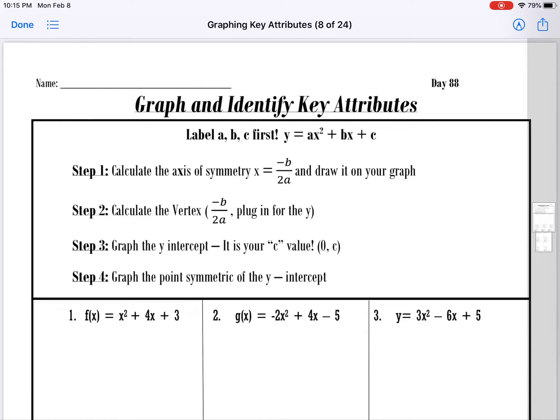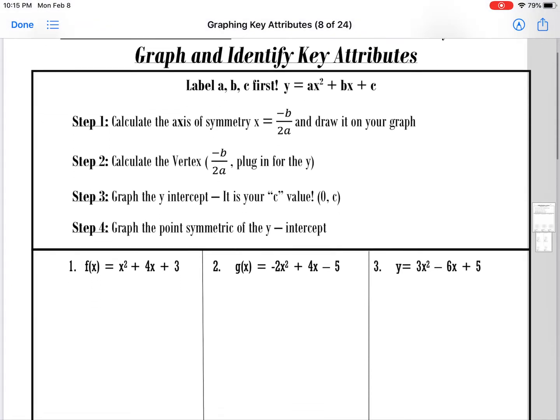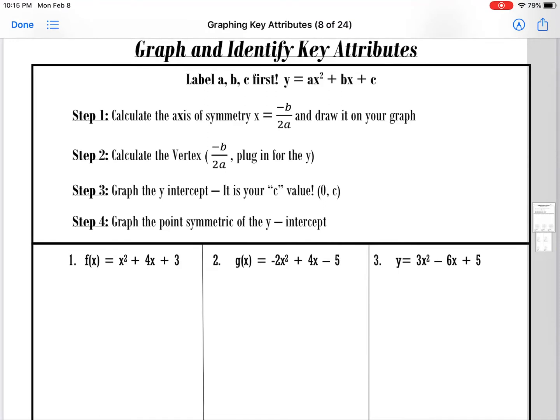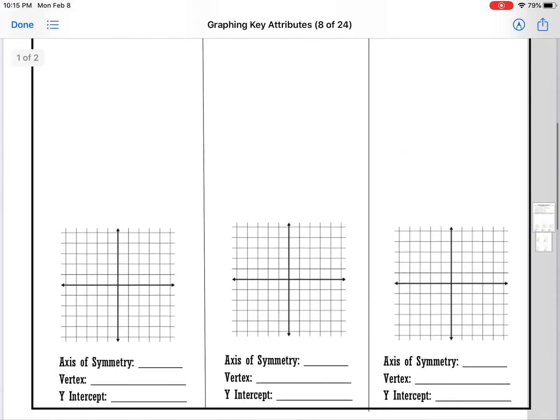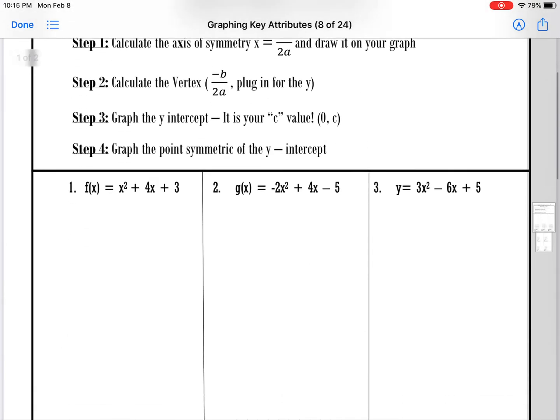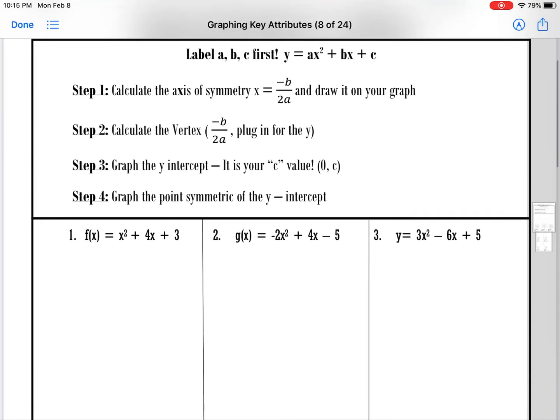In this video, we are going to graph quadratic functions. In the last couple of days, we've been talking about labeling their points: the vertex, the y-intercept, axis of symmetry, x-intercepts, etc. Today we're going to do the same thing where we're labeling our points, but we have to graph it before we can label. For the first few that I'm going to show you, we are going to graph by hand. And then on the next page, I'll have you graph in Desmos, and then you can find your key attributes from the calculator.